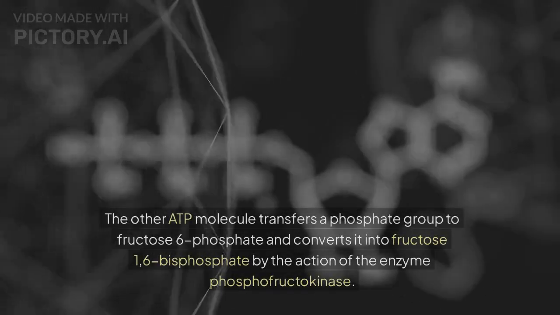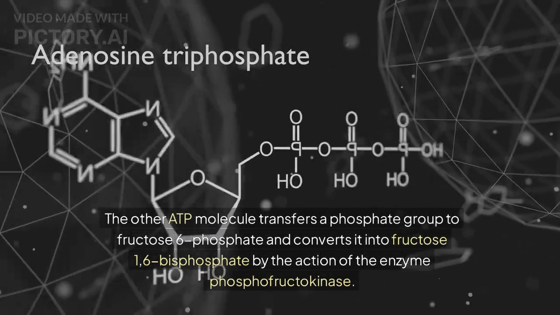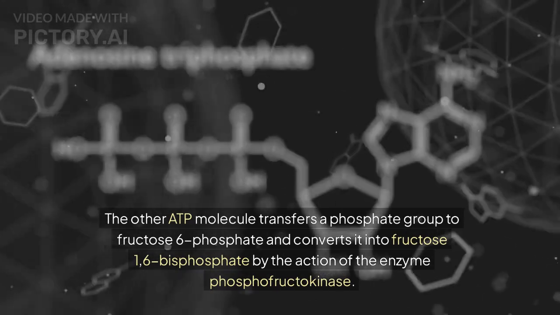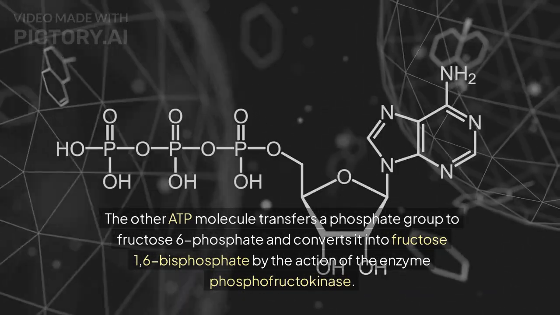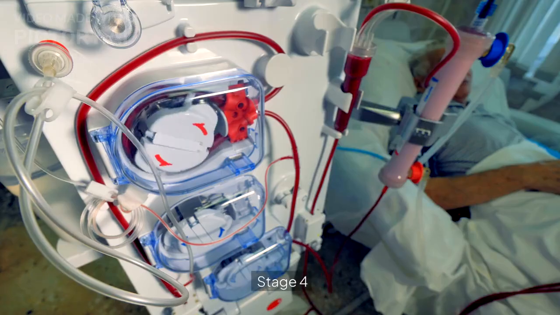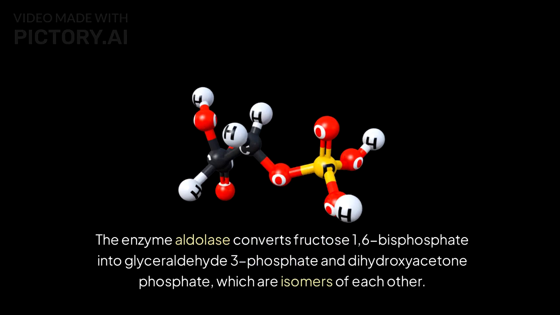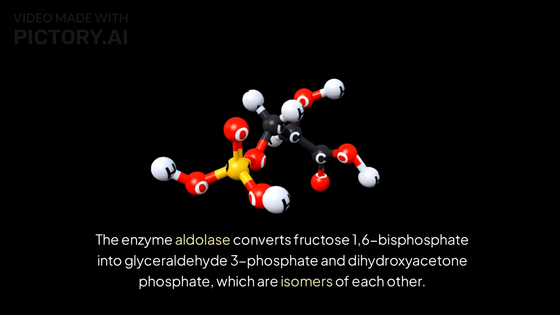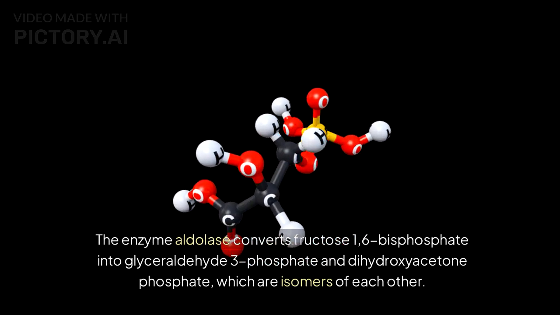Stage 3: The other ATP molecule transfers a phosphate group to fructose 6-phosphate and converts it into fructose 1,6-bisphosphate by the action of the enzyme phosphofructokinase. Stage 4: The enzyme aldolase converts fructose 1,6-bisphosphate into glyceraldehyde 3-phosphate and dihydroxyacetone phosphate, which are isomers of each other.